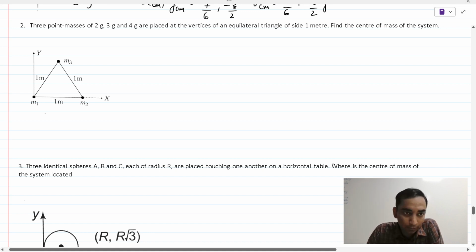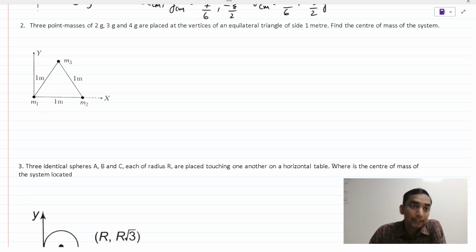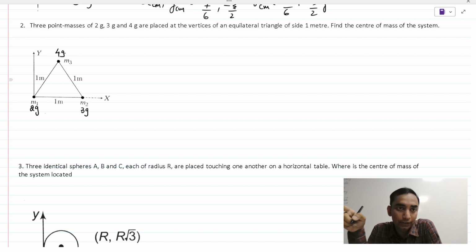Now you have 3 point masses, and it's given that all the 3 point masses are on an equilateral triangle, and the masses are 2 grams, 3 grams, and 4 grams. Let me take this as 2 gram, 3 gram, and 4 gram, in a proper sequence. It might happen that you get different answers, because the center of mass depends upon the arrangement of the masses. I am considering 2, 3, and 4. If you consider the origin one as 4, 3, and 2, you will get different answers.